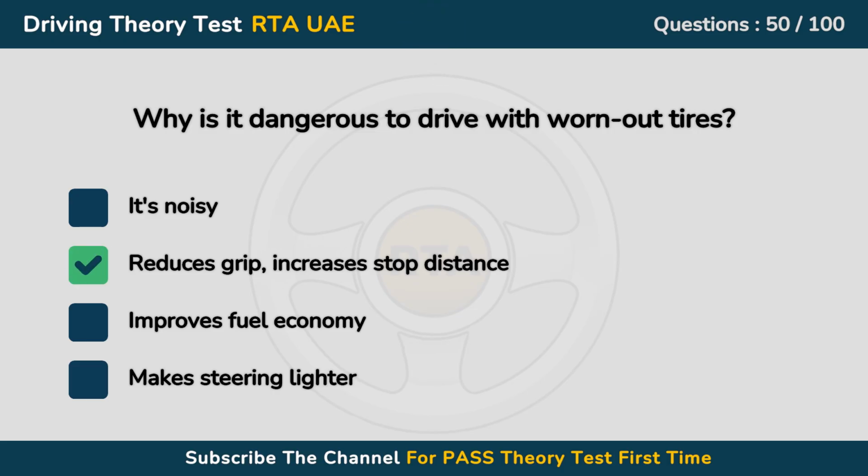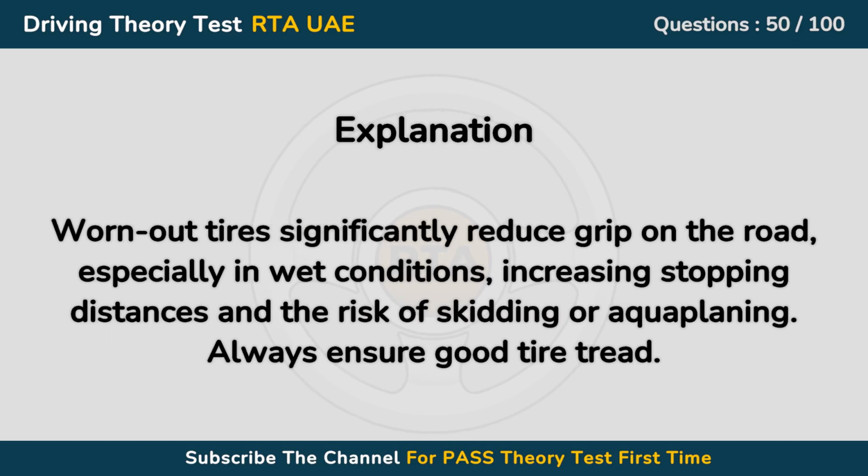Answer is B. Grip increases stop distance. Tires significantly reduce grip on the road, especially in wet conditions, increasing stopping distances and the risk of skidding or aquaplaning. Always ensure good tire tread.